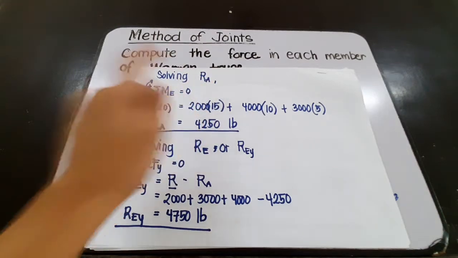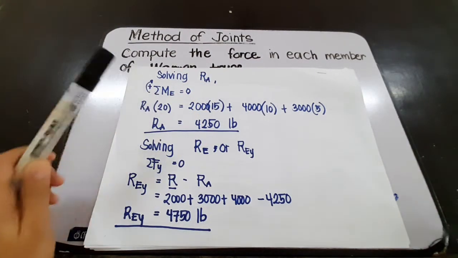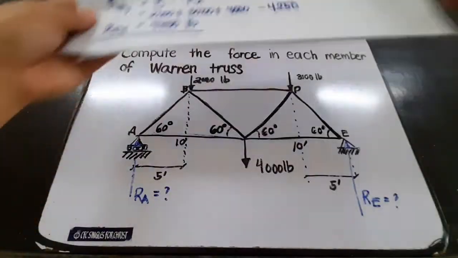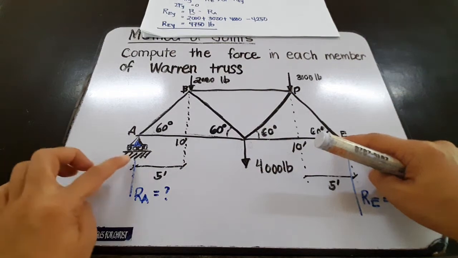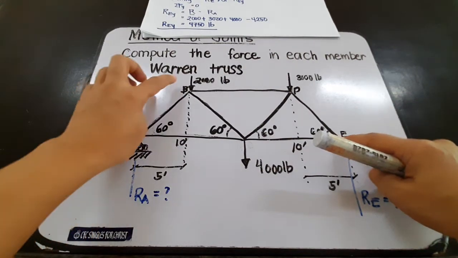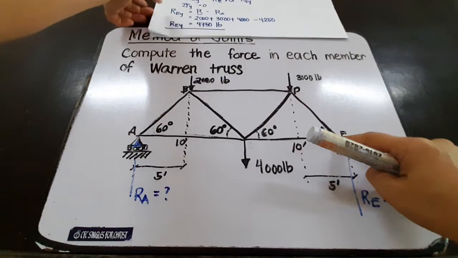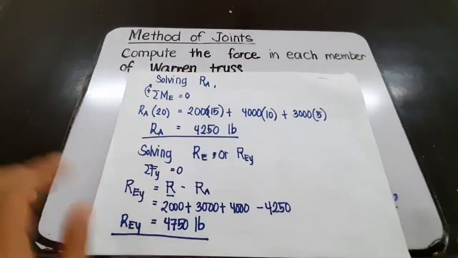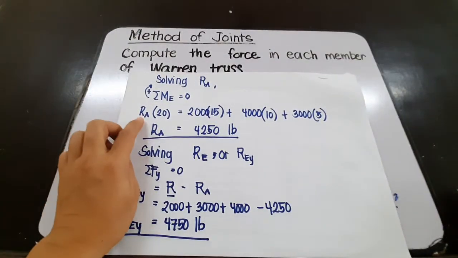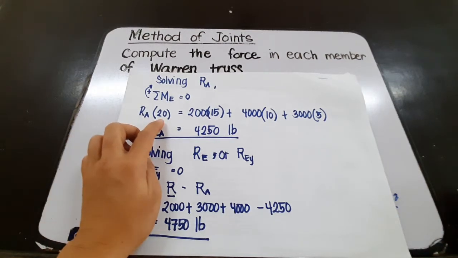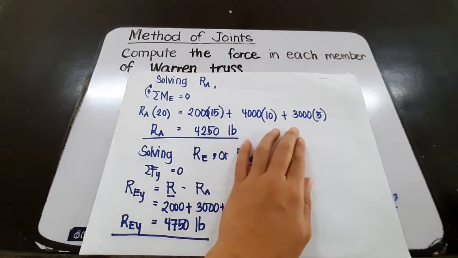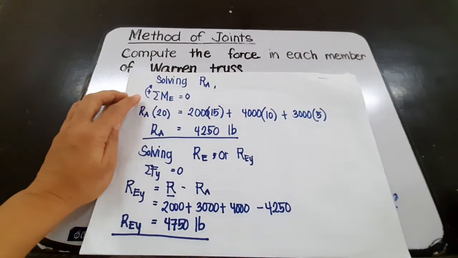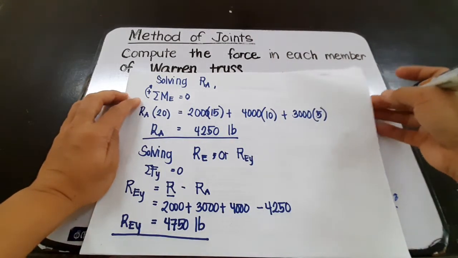we have the summation of moment at point E. So we take moment at point E and the forces involved will be RA, 2,000, 4,000, and 3,000. So we solve for that. Then we have RA times the moment arm with respect to point E, which is 20, and that would be equal to 2,000 times 15 plus 4,000 times 10 plus 3,000 times 5, taking the clockwise moment as positive.